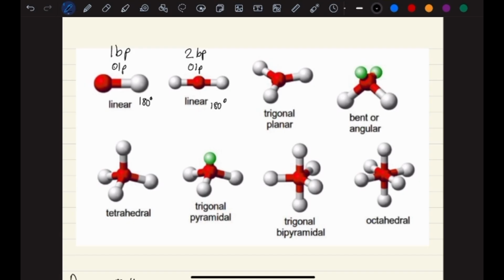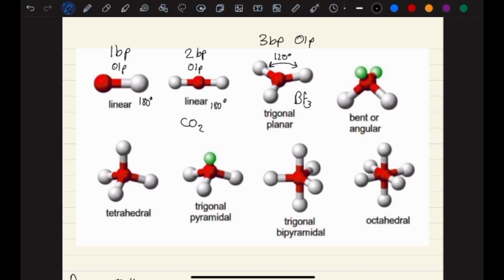So trigonal planar, we're going to have 3 bonding pairs, no lone pairs. And between each angle is 120 degrees. Cool. I also think it might be nice to put in an example. So trigonal planar, for example, BF3, something like that. Linear can be something like carbon dioxide is linear.